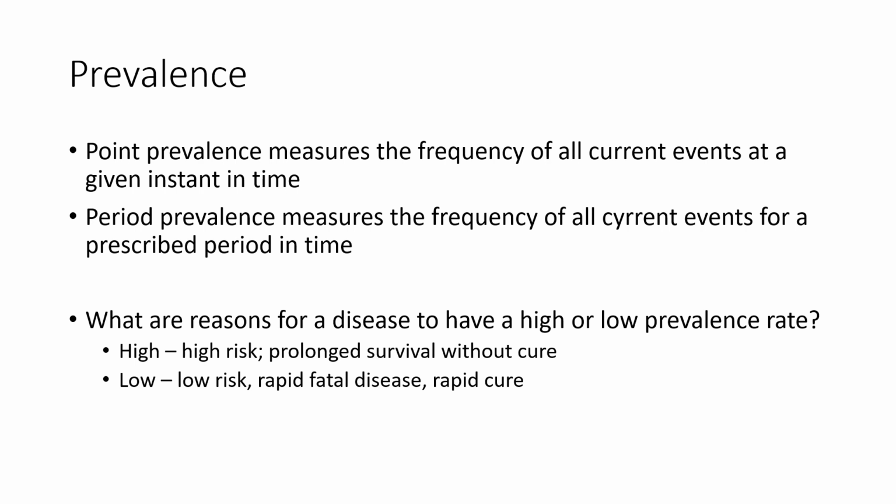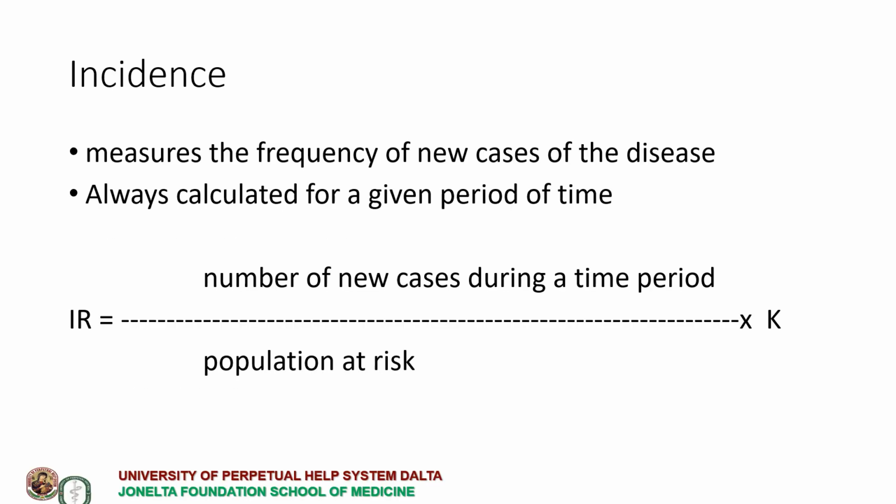So you will think, what are the reasons for a disease to have a high or low prevalence rate? High, it could be high risk or a prolonged survival without cure, or low if it's a low-risk disease or a rapidly fatal disease or a disease which has a rapid cure.